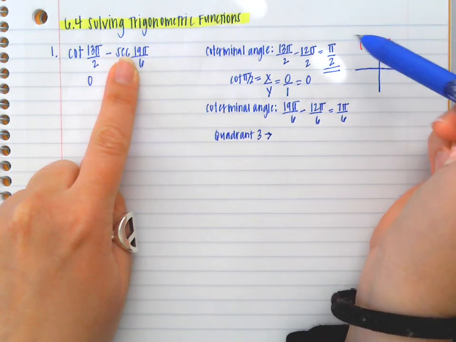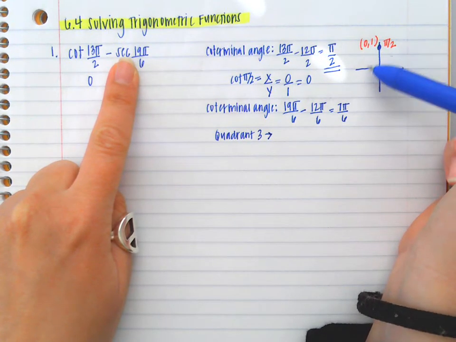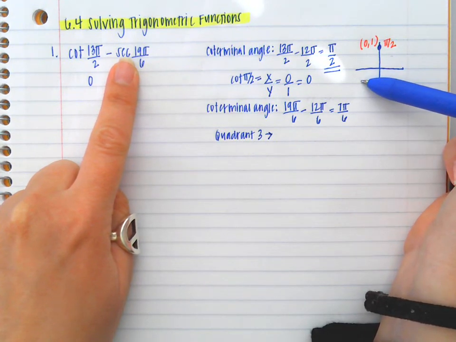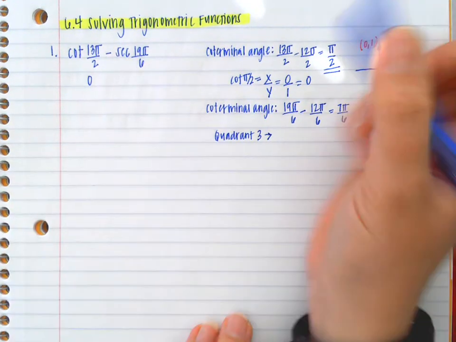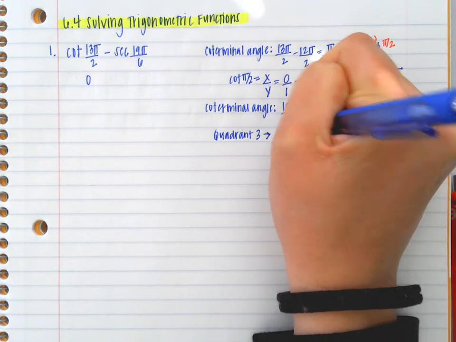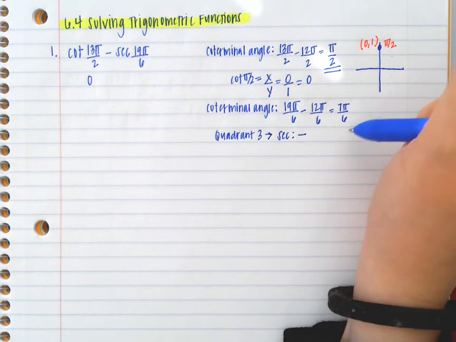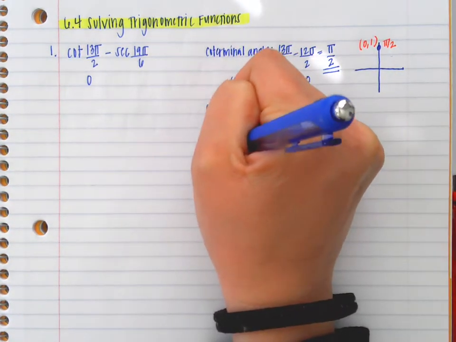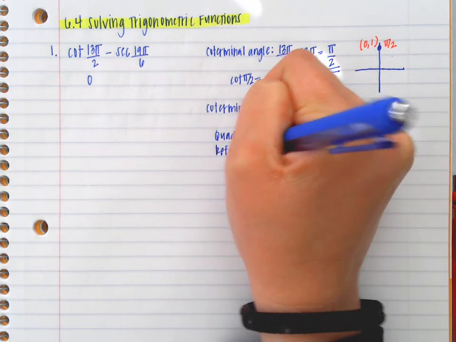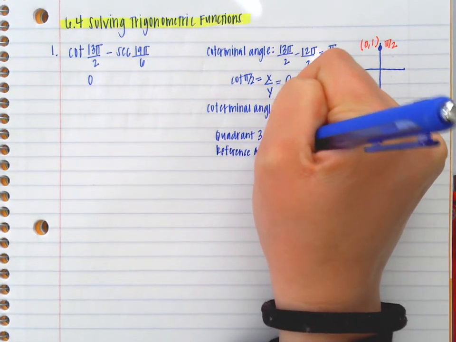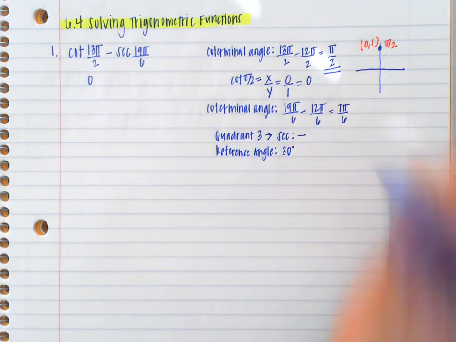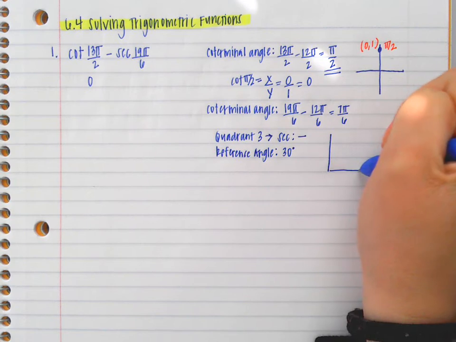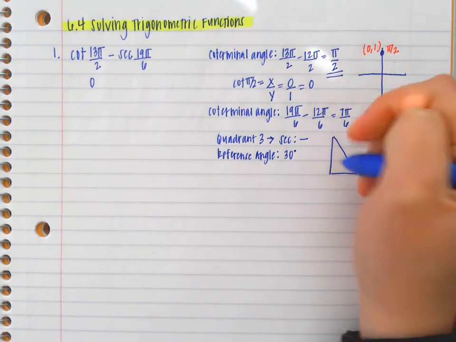So in quadrant 3, I think about secant and the sign of secant. And remember, it's all students take classes. So in quadrant 3, tangent is the only one that's positive. That means secant is going to be negative. I also know just by looking at this denominator what the reference angle is going to be. When the denominator is 6, the reference angle is going to be 30. So then I can draw a 30, 60, 90 triangle and get my answer here.